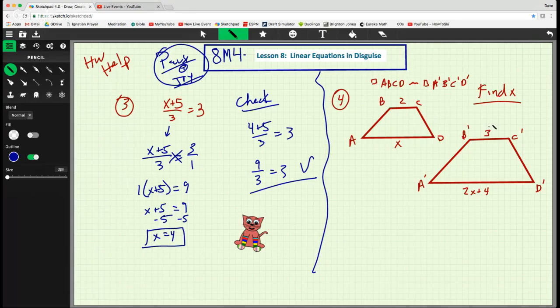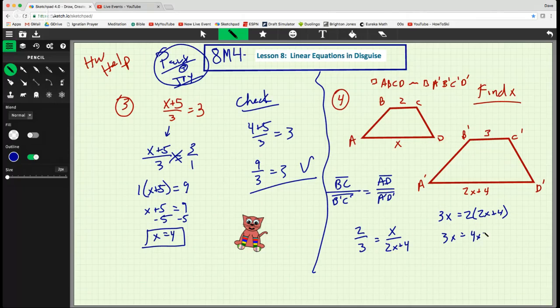Okay, last but not least. Well, if these are similar, then I can take BC over B prime C prime, and that should equal the length of AD over A prime D prime. The ratio of these two sides has to be the same as the ratio of these two sides. So 2 over 3 has to equal x over 2x plus 4. Cross multiply. 3x equals 2 times 2x plus 4. 3x equals 4x plus 8.